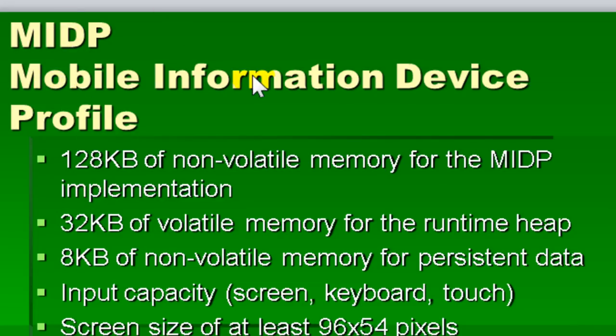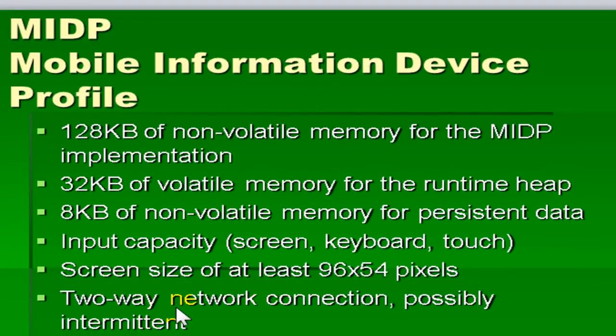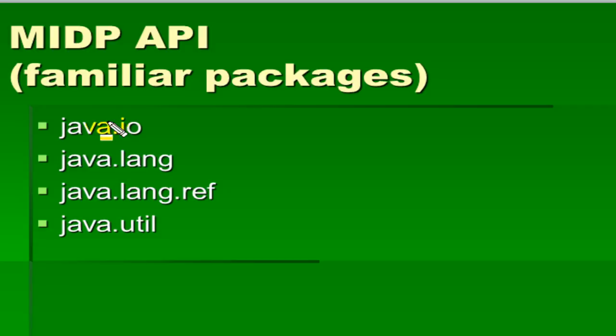And if you talk of the MIDP, mobile information device profiles, then you could see a lot of stuff here. You may pause the video and read this out so that you understand what the features are here. And the packages which I was talking about, which are common to the J2SE and the J2ME, they are the MIDP based APIs, that's java.io, java.lang, java.lang.ref and java.util.